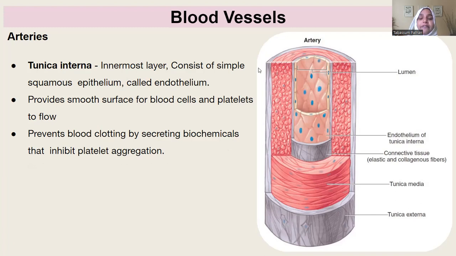So basically, if there is any blood clotting, that was in case of a wound. If there is any blood clotting taking place, this tunica interna will secrete certain biochemicals which will get rid of the accumulation of the blood, which might then lead to prevention of the blood flow. So that is another function of this endothelium.